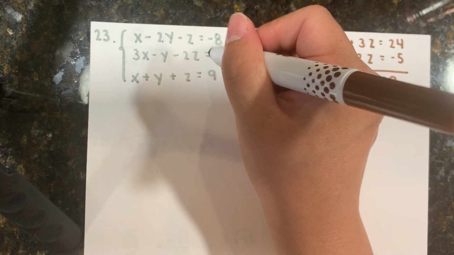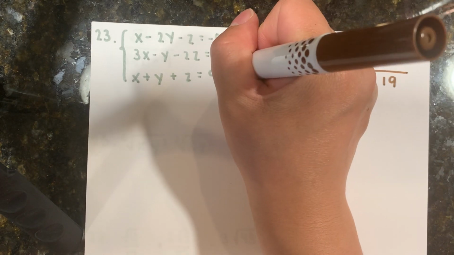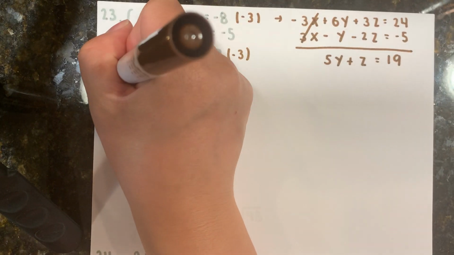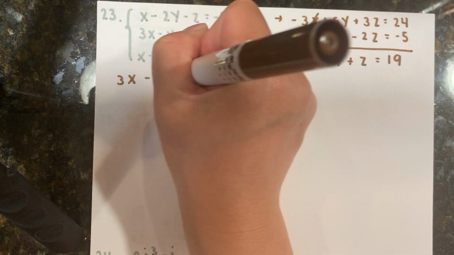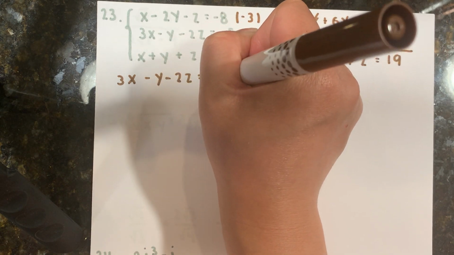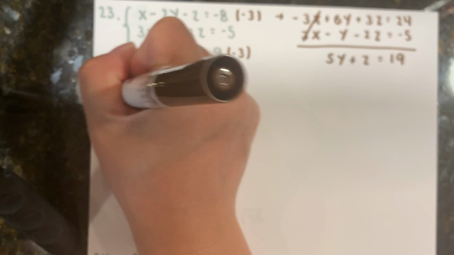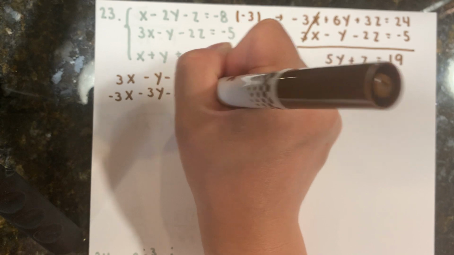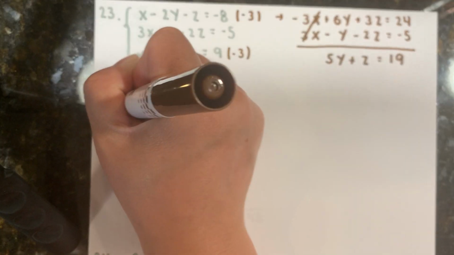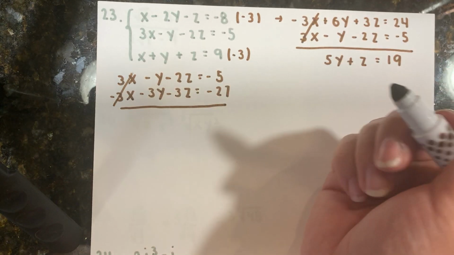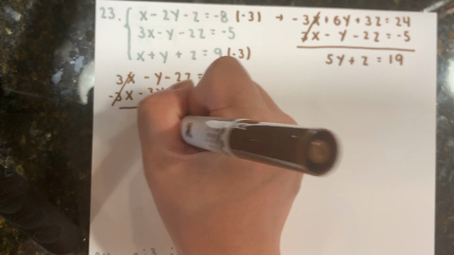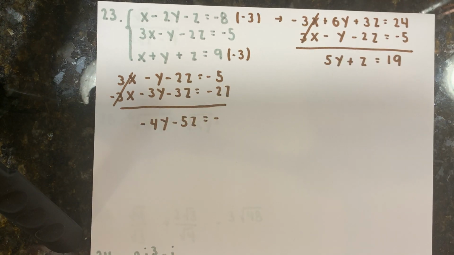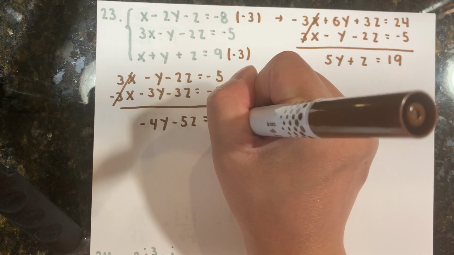I'm going to do the same thing with my bottom two equations, multiplying the bottom equation by negative 3, leaving the top equation as is. So 3x minus y minus 2z equals negative 5. I'm adding to negative 3x minus 3y minus 3z equals negative 27. So my x's again will cancel, and I'd be left with negative 4y minus 5z is equal to negative 32.